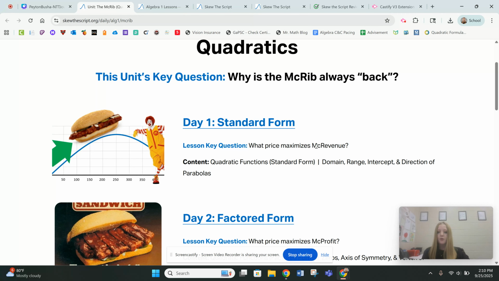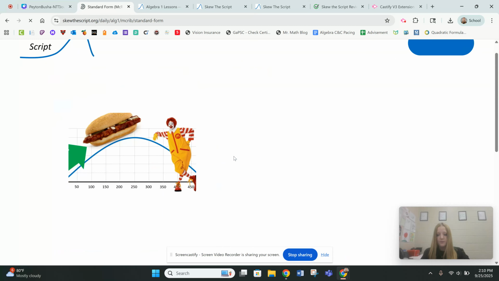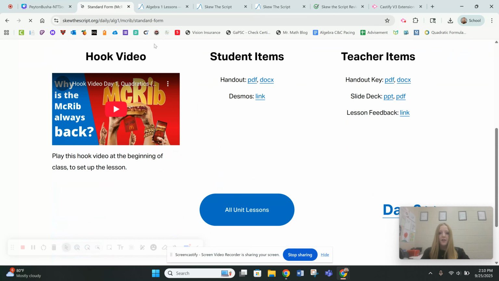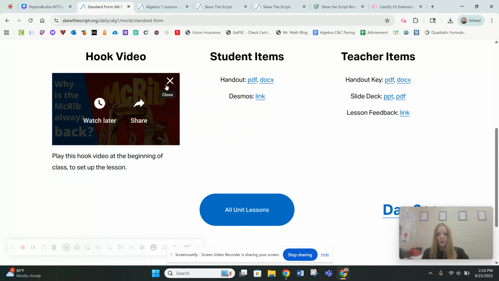If you click on each day, you can see that the key question is here. And then all of your activities through Skew the Script are linked here. So your hook video is linked. You can use the More tab to share it. Your student items are here in a PDF or in a doc. The Desmos link is here. And then there are also teacher items.